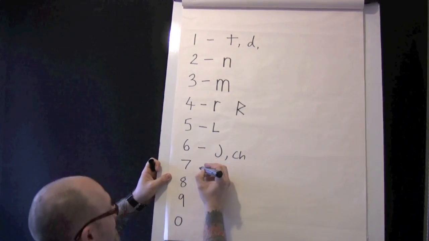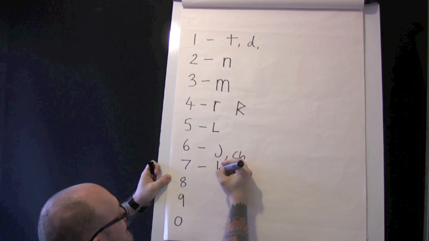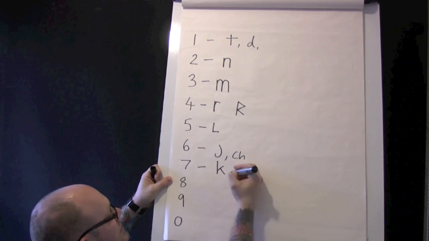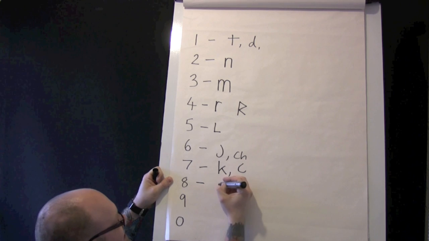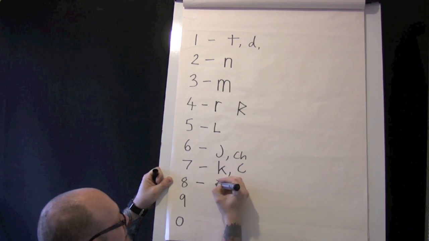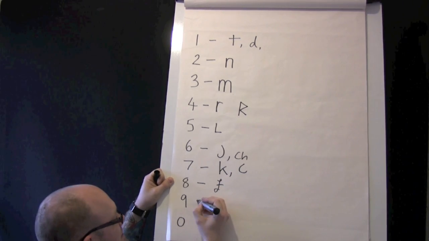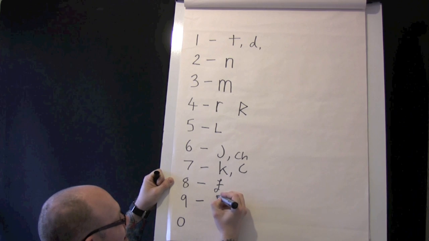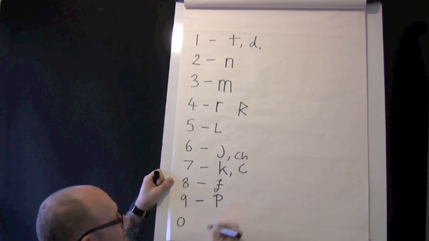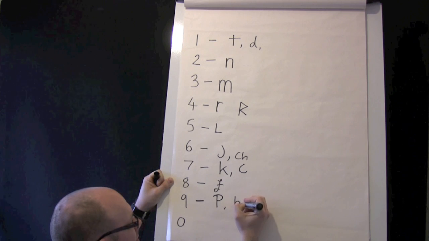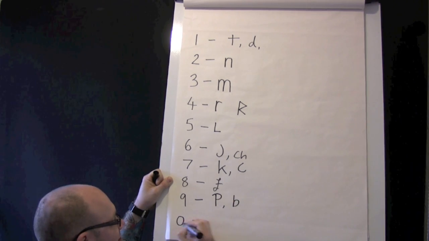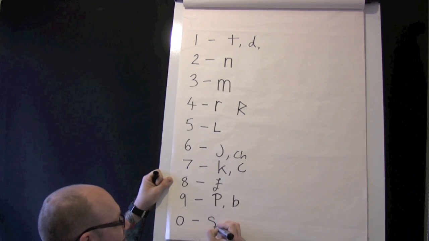Seven is represented by a K or a hard C. Eight is represented by an F. Nine is represented by a P or a B. And zero is represented by an S or a Z.